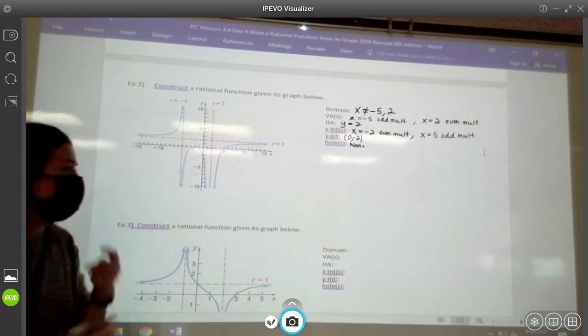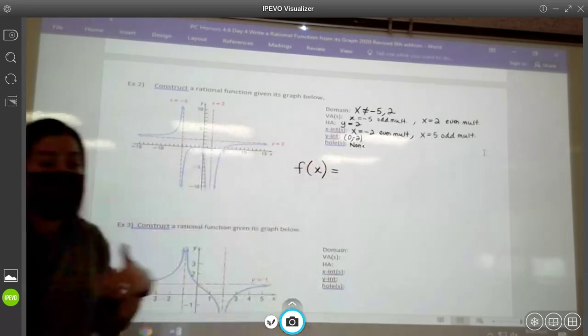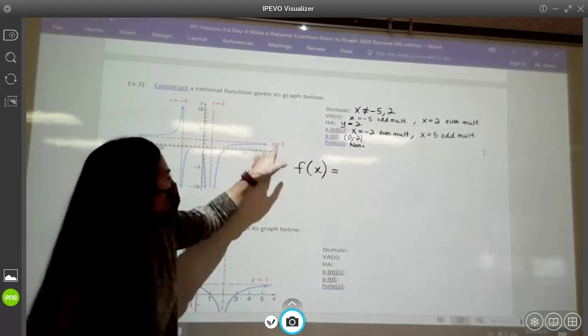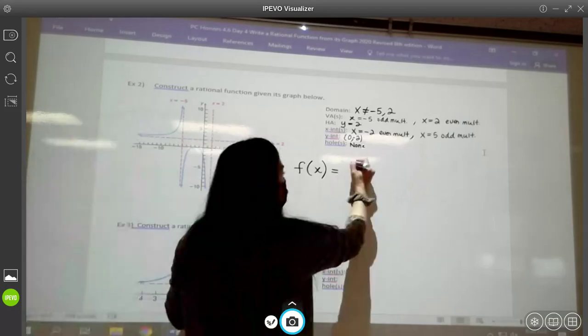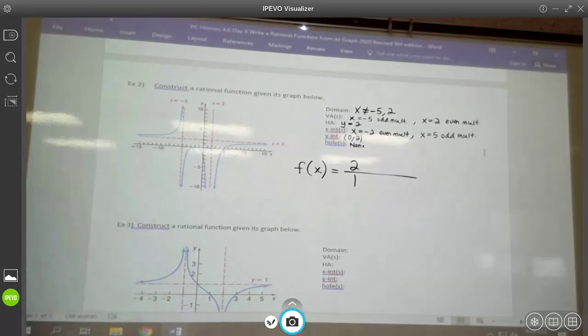All right, let's do it. Let's create this graph. I try to start with the leading coefficients that I need. So if I'm going to have that y equals 2, I'm going to need leading coefficients that reduce to 2. So I'm going to put 2 over 1. Again, you don't need the 1 on the bottom. I just have a habit of putting it there.